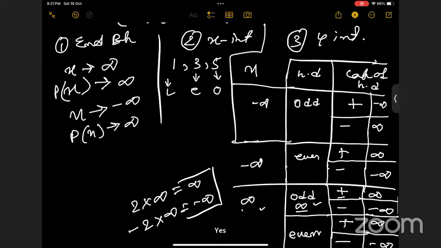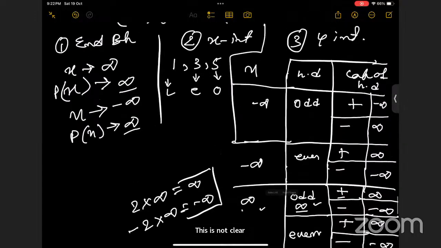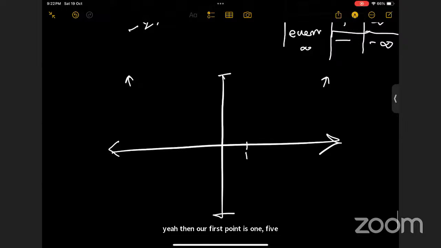So let us first check the end behavior. In both the cases, P(x) is tending to infinity. That means the ending will be on the positive side of the y-axis, right? Is this clear? Yes, ma'am. Then our first points are 1, 3, and 5. So we will point them out. This is 1, this is 3, this is 5. Okay.